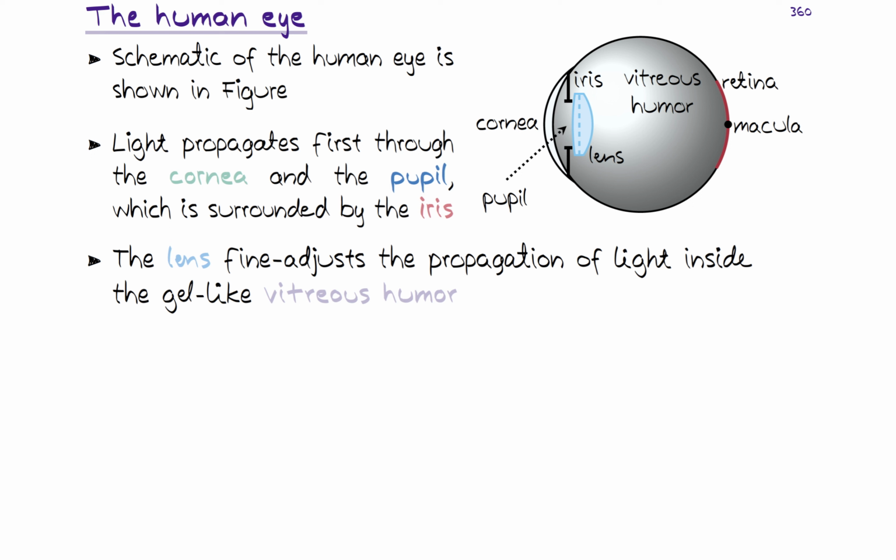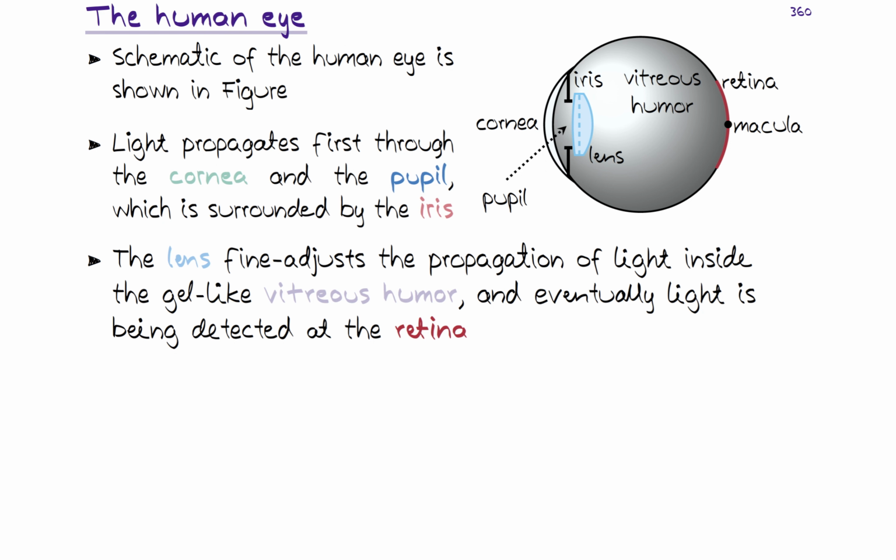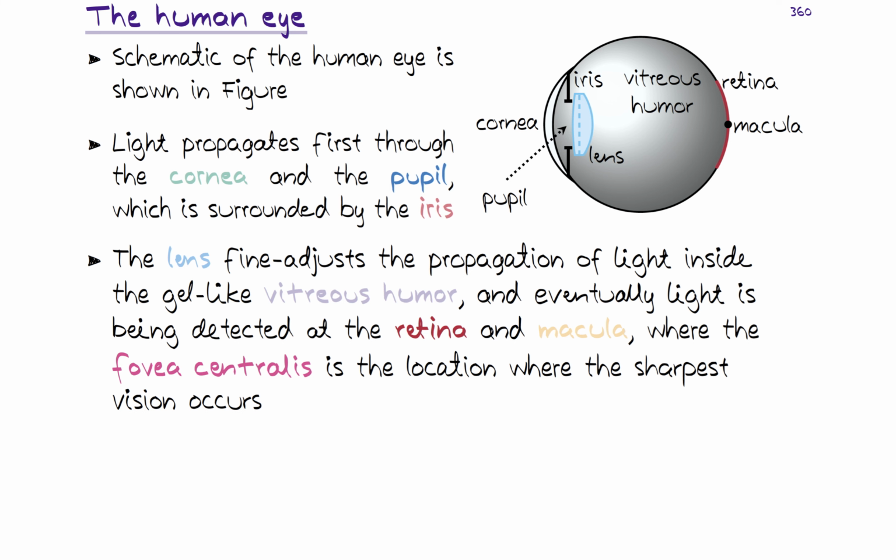The lens afterwards is the one that fine-adjusts the propagation of light inside the gel-like vitreous humor, which is mostly a homogeneous mass of transparent material. Eventually the light is detected at the retina, and at the macula at the center of the retina. This is where the fovea centralis, the location where the sharpest vision takes place, is located.